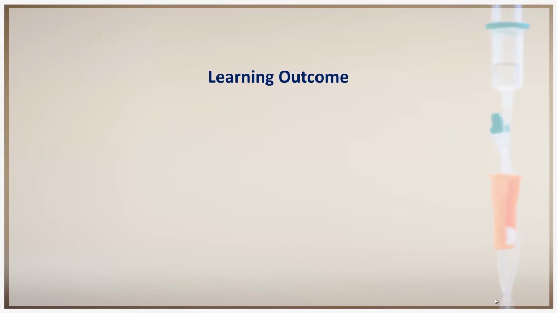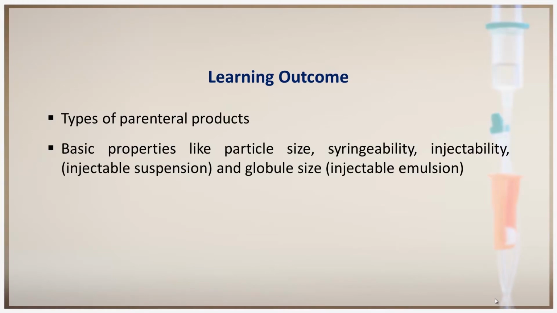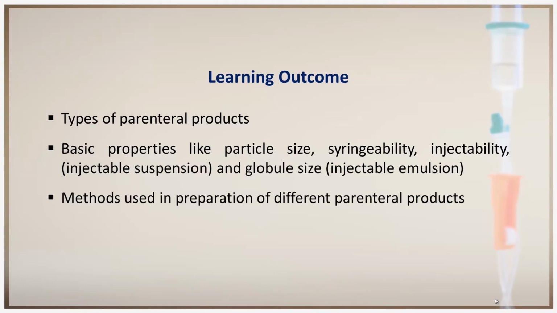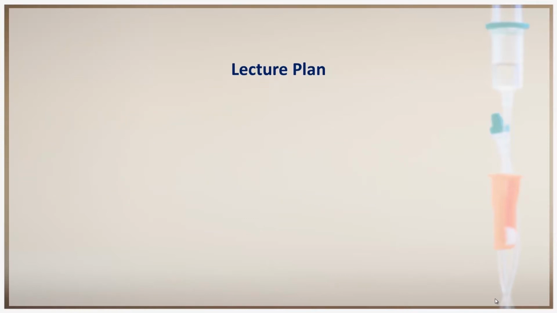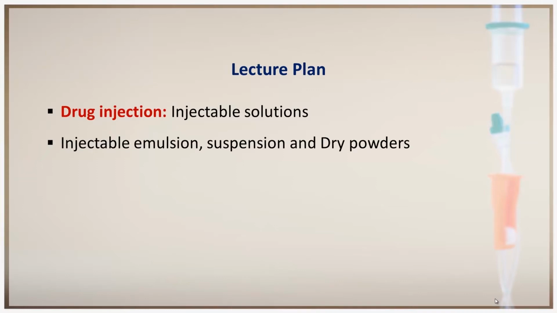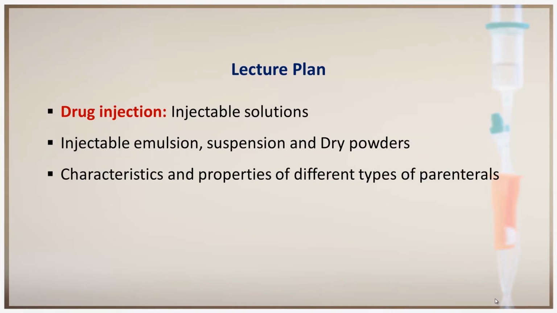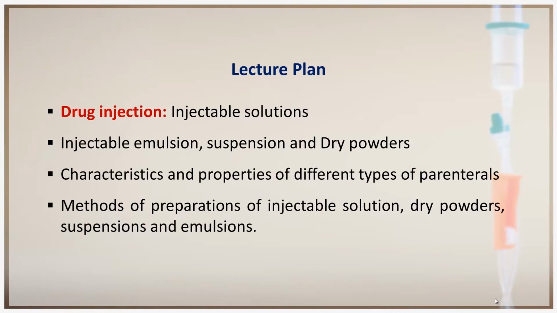After learning this module, you will be able to understand different types of parenteral products, their basic properties like particle size, syringeability, injectability and globule size, and different methods of preparation of parenteral products. We will be covering drug injection, that is injectable solution, emulsions, suspension and dry powder, characteristics and properties of different types of parenterals, and methods of preparation of injectable solution, suspension, emulsion and dry powders.